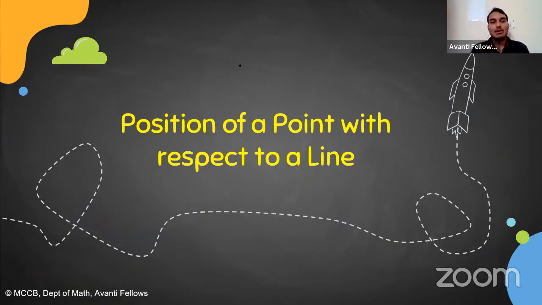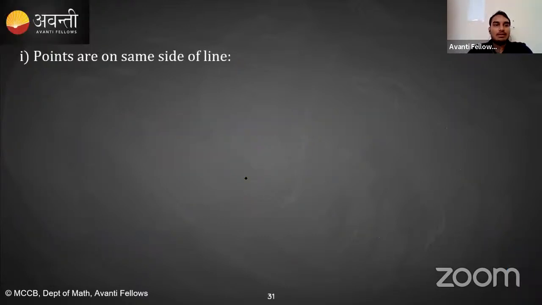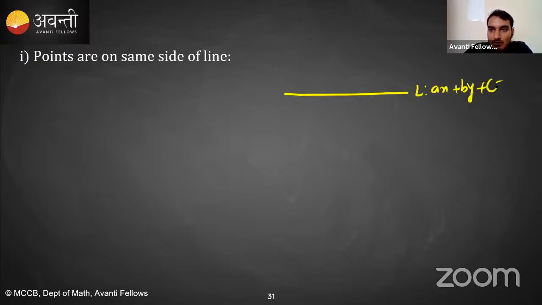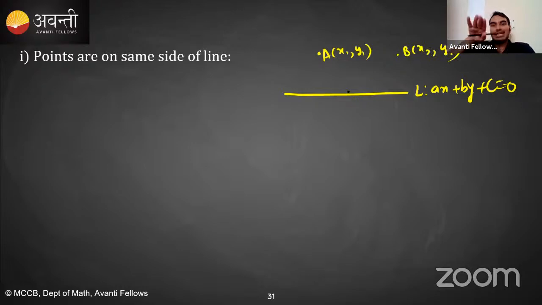Now let's discuss the position of a point with respect to a line. The first case is when the points are lying on the same side of the line. Let's say this is your line L, which is ax + by + c = 0. Let's say this is point A, which is (x1, y1). This is point B, which is (x2, y2). As you can see, with respect to L, both A and B are on the upper side of the line. So both A and B are on the same side of the line, right?